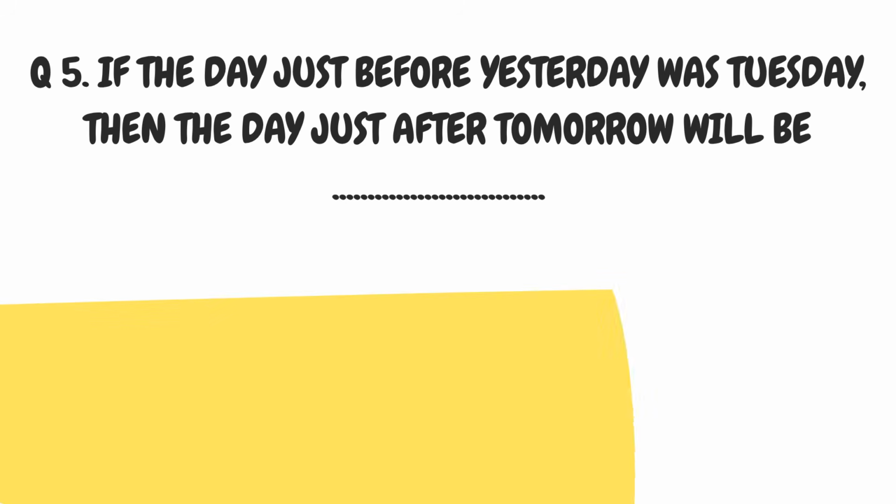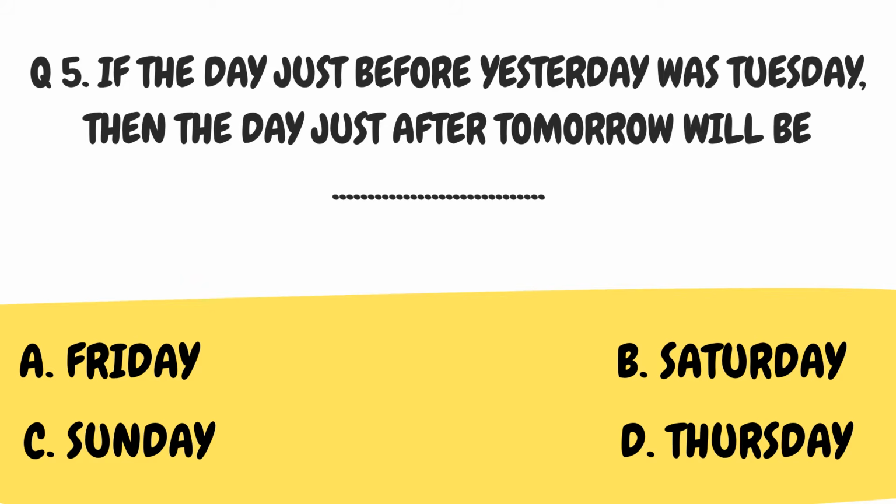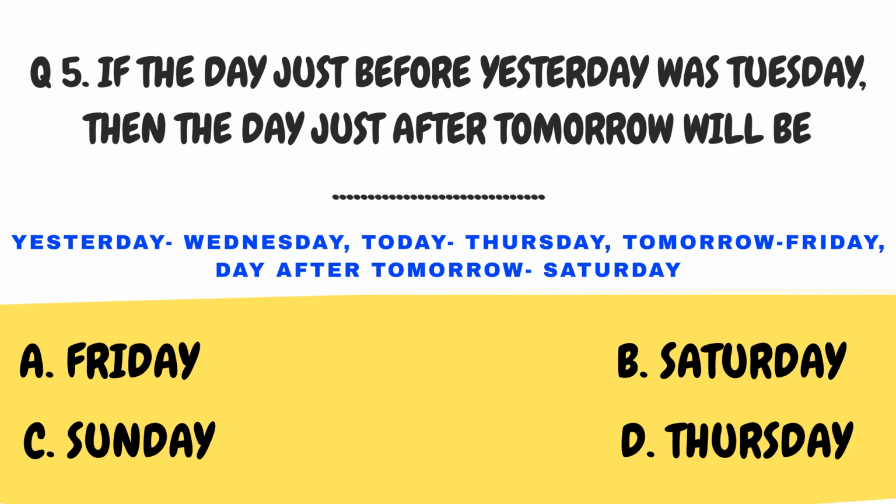Question number 5. If the day just before yesterday was Tuesday, then the day just after tomorrow will be dash. Options are A. Friday, B. Saturday, C. Sunday, D. Thursday. The answer is B. Saturday.